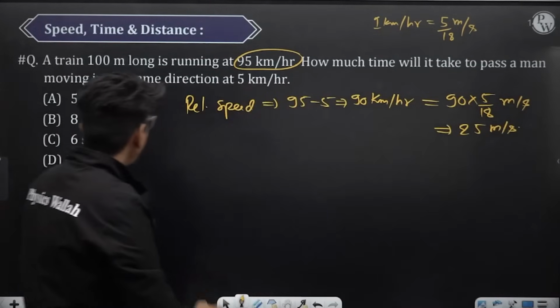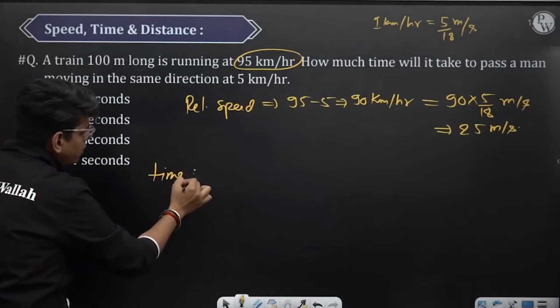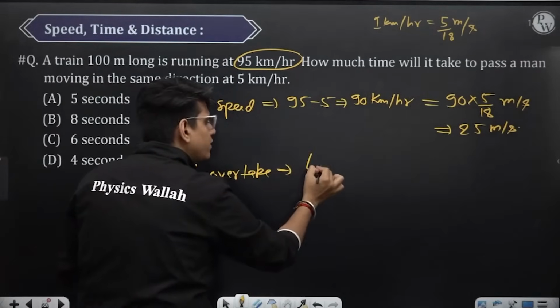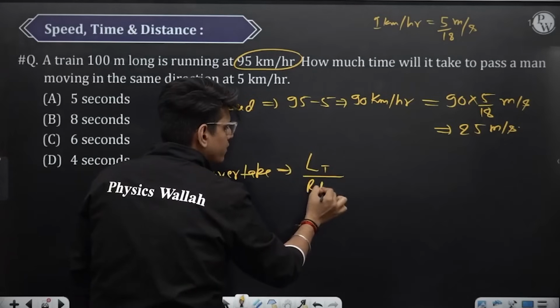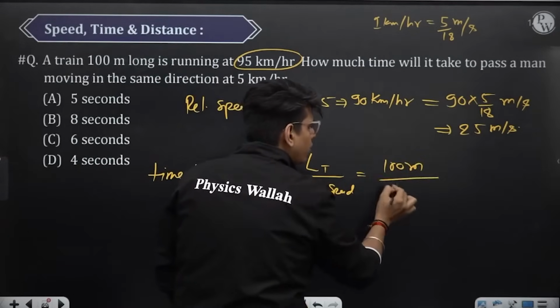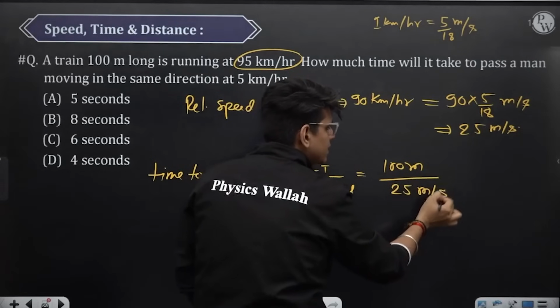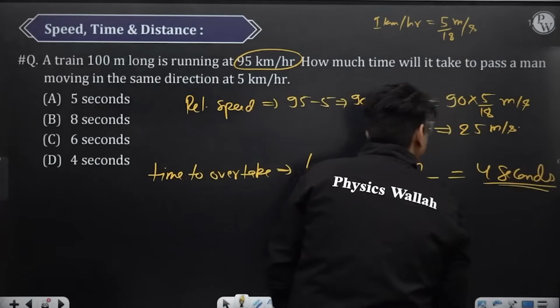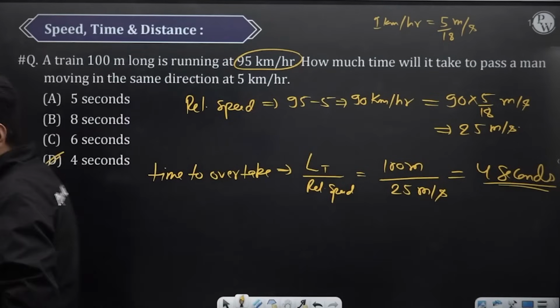Okay. So time to overtake is equal to length of the train upon the relative speed, which is 100 meter upon 25 meter per second. So this is 4 seconds. The time to overtake will be 4 seconds.